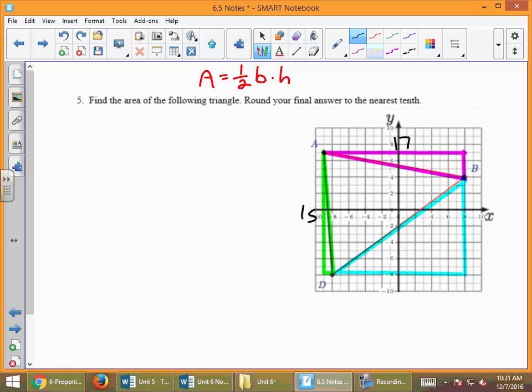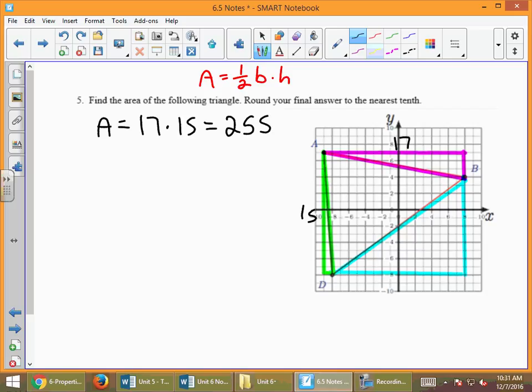Great. Let's find the area of this big shape. So I'm going to say area equals base times height. So 17 times 15. What is 17 times 15? It's 255. So the area of the whole shape is 255.